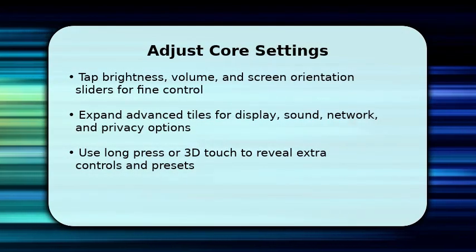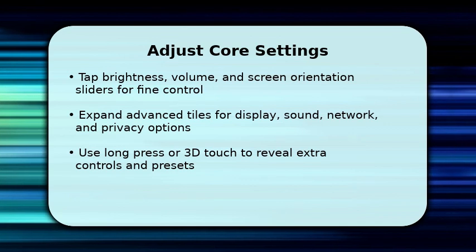Use sliders for brightness and volume, and toggle screen orientation if your layout changes. Once done, expand the advanced tiles to reach display calibration, sound output selection, network priorities, and privacy shortcuts.